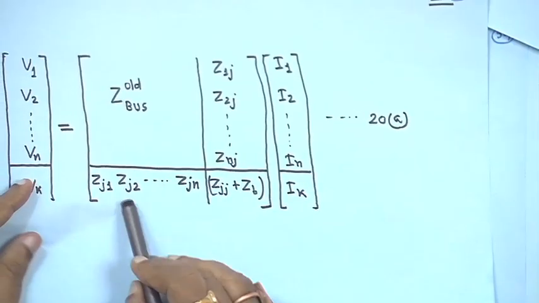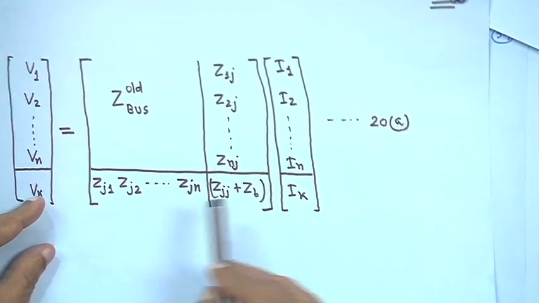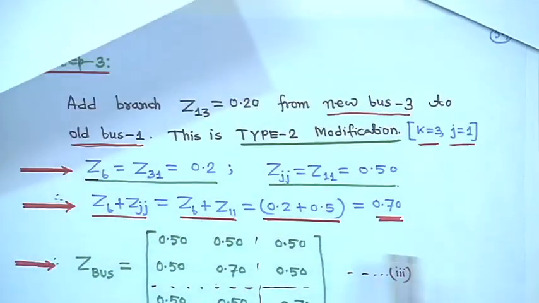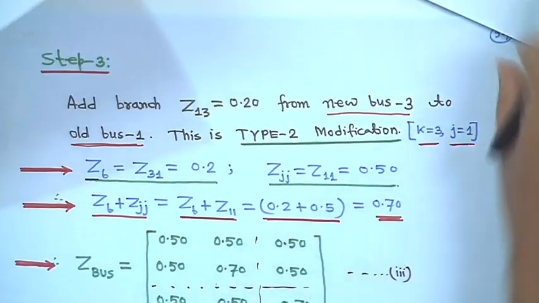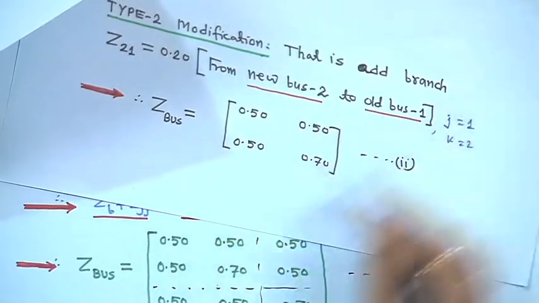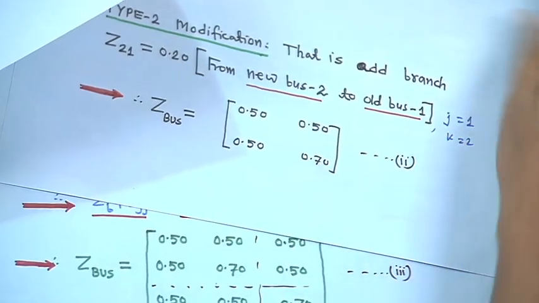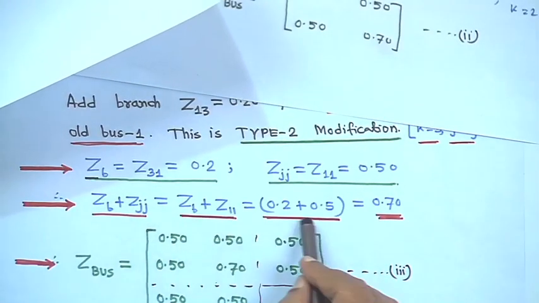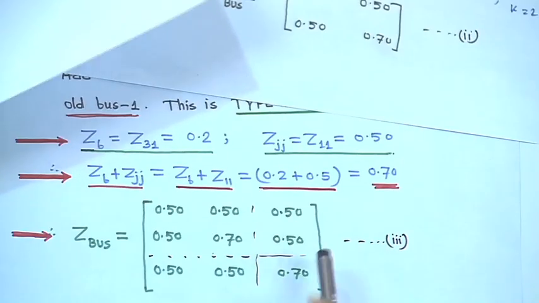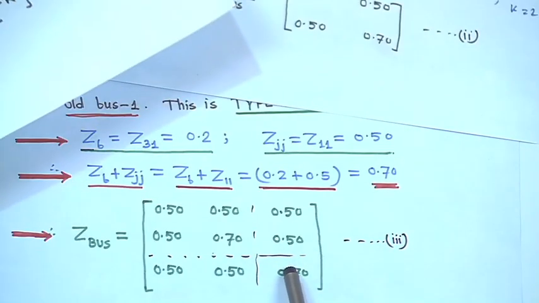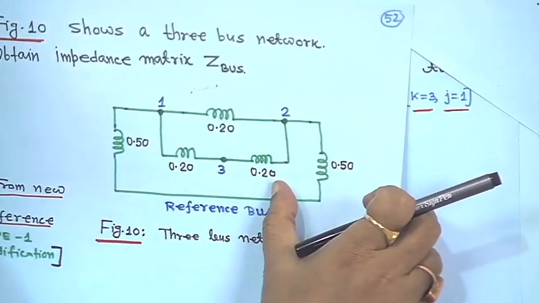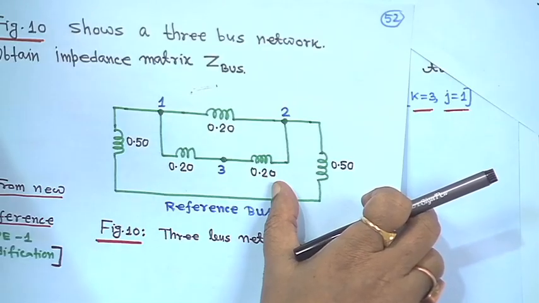Using the same expression, when j is equal to 1, that means it is Z12, and when j is equal to 1, Z21. So 0.5, 0.5, and 0.7, that matrix was there. In addition to that, this is also 0.5, and Zb plus Zjj, that is 0.2 plus 0.5, is 0.7. This is also type 2 modification. In this network you have to consider all the nodes and the reference bus impedance also.